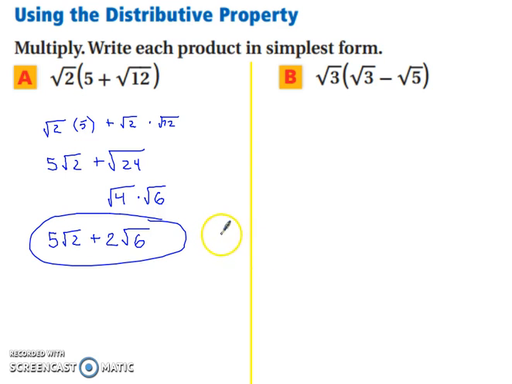Take a moment and pause the video and try B on your own. When you return to the video, the answer will be revealed.